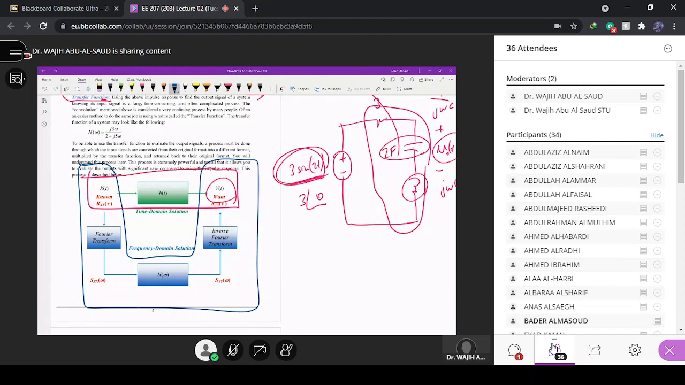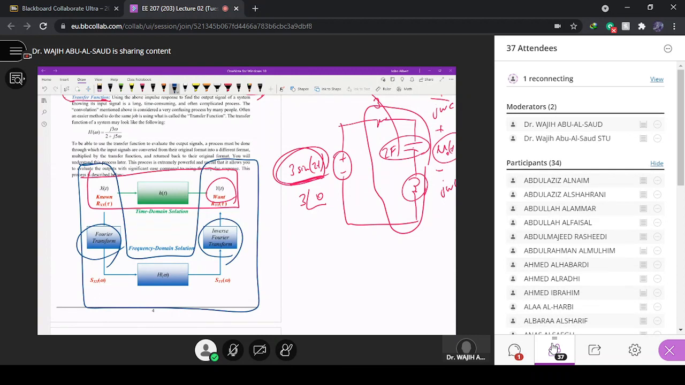Basically, what we're trying to teach you in this course is the meaning of those blocks. What is the meaning of Fourier transform? What is the meaning of Laplace transform? What is the meaning of different transforms? Those are tools that we will use to take our signals and our systems from time domain to frequency domain. I hope I have answered your question.